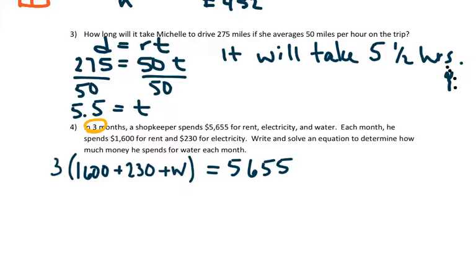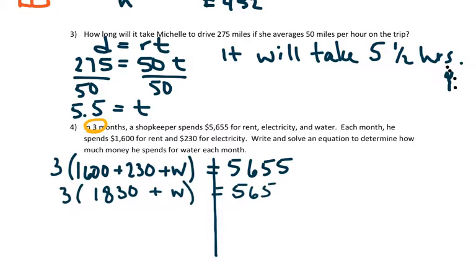So at this point, there are 2 ways you can solve this problem. Let's go ahead and simplify inside the parentheses. If you add 1,600 and 230, we get 1,830. So that's how it simplifies, and this 5655 stays. Now you have 2 choices. You can either distribute the 3 and solve from there, or you can divide both sides by 3. I think I'm going to choose dividing both sides by 3.